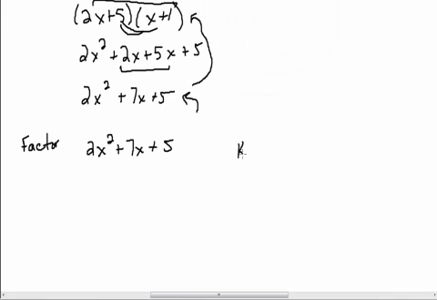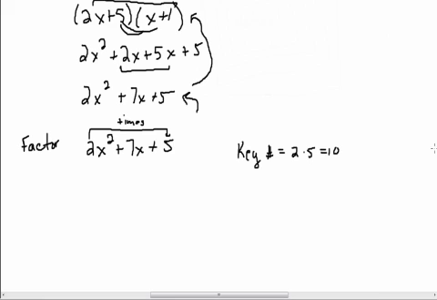I refer to this method as key number, because the first thing I'm going to do is identify this number that will be key to the whole process. And the key number is the leading coefficient times the constant. So in this case, my key number is 2 times 5, or 10.